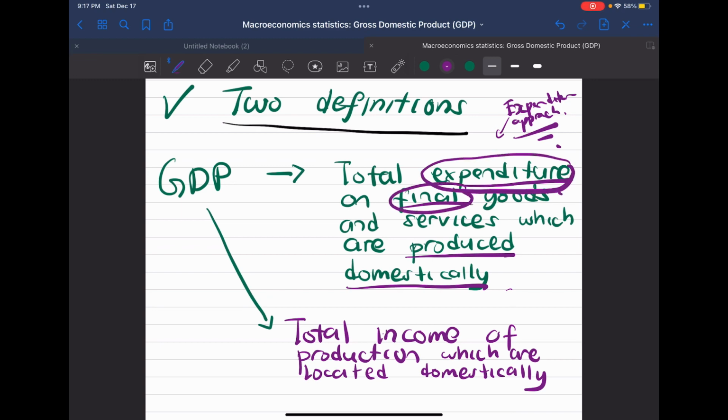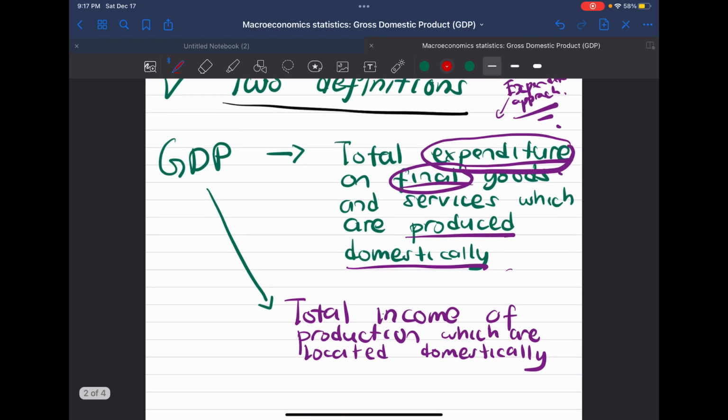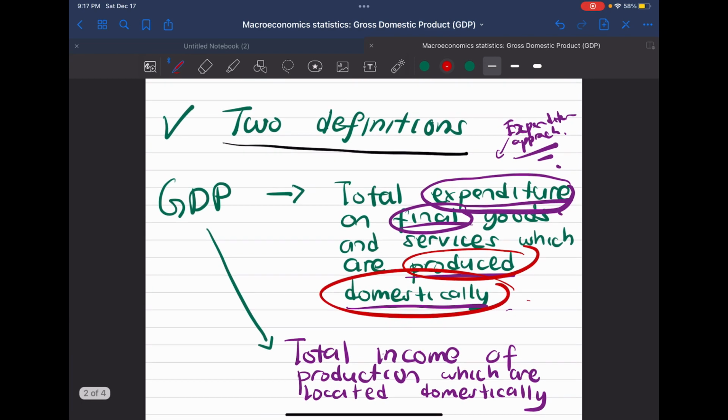Final goods and services means that it's the end product, yeah? It's not what you call intermediate goods. I'll explain this further. And after that, which are produced domestically. So that is an important key term there. So this is the expenditure approach.